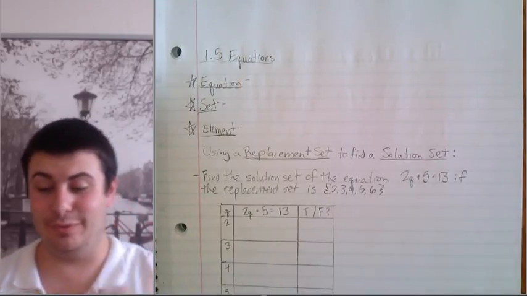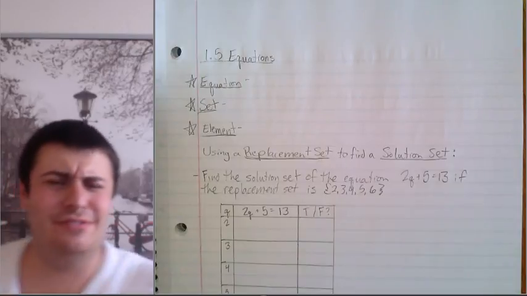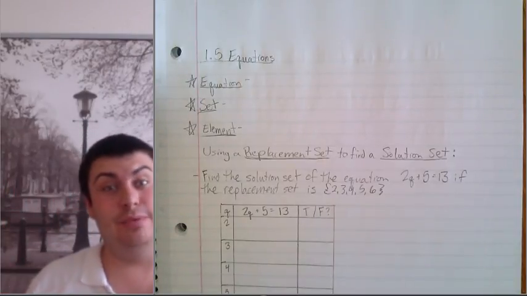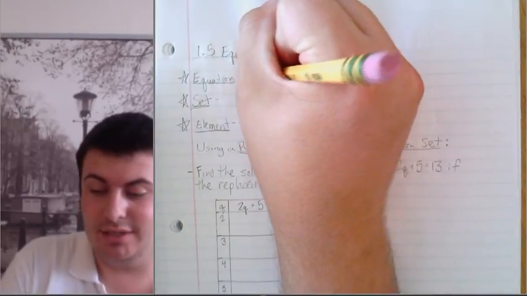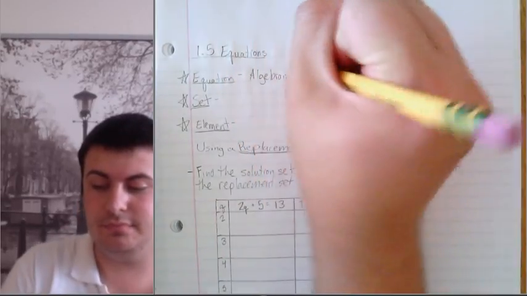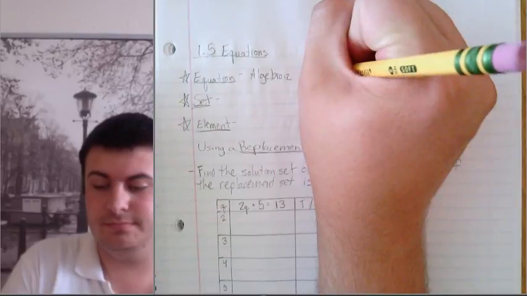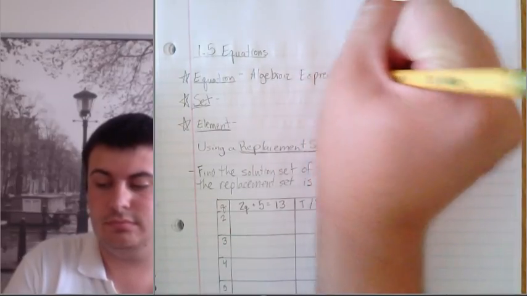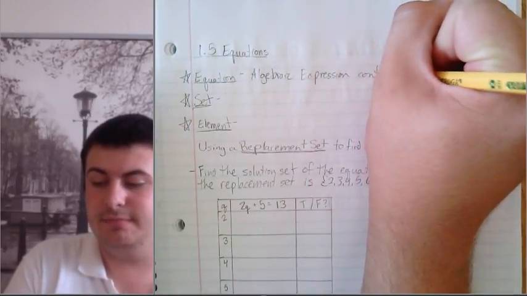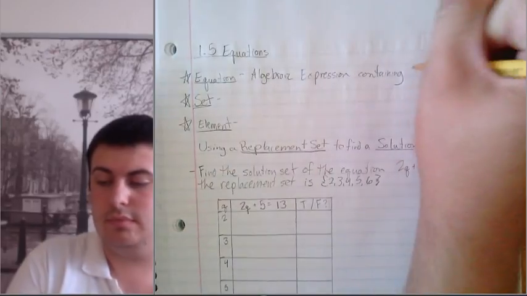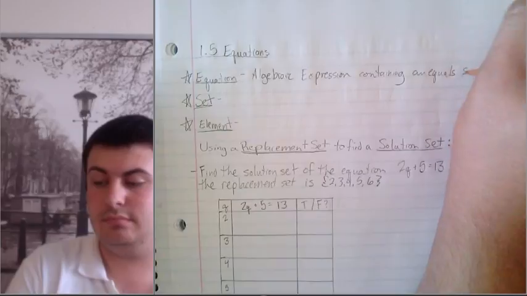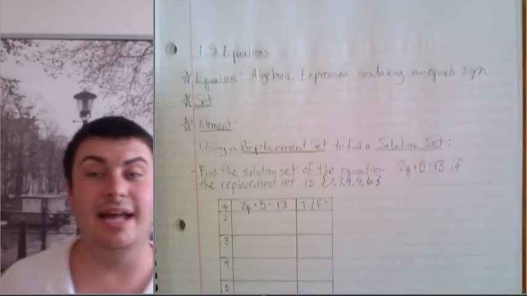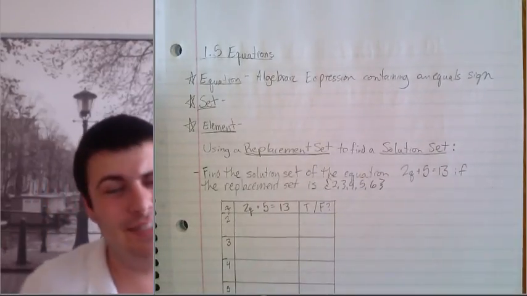Hello there. With 1.5 equations, we're going to start off with just a basic introduction to what an equation is. So an equation is an algebraic expression containing an equal sign. An algebraic expression containing an equal sign.